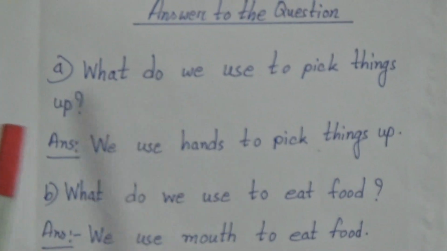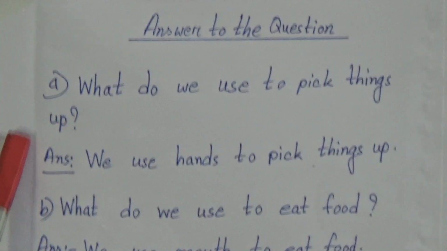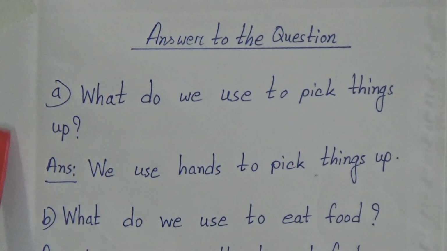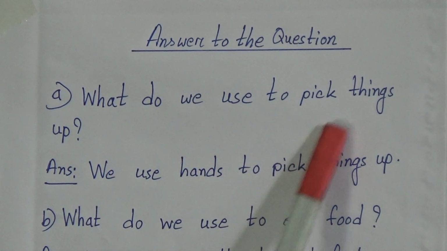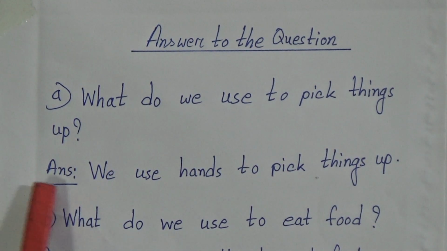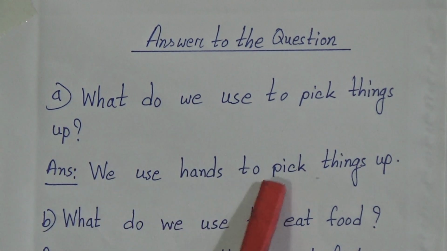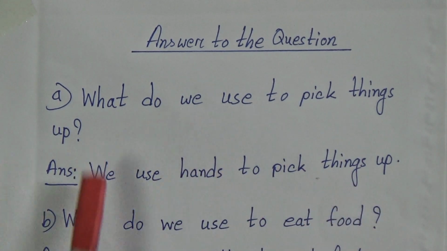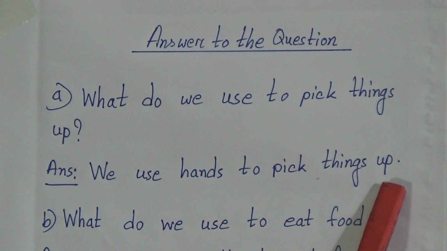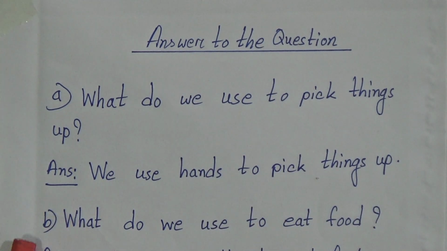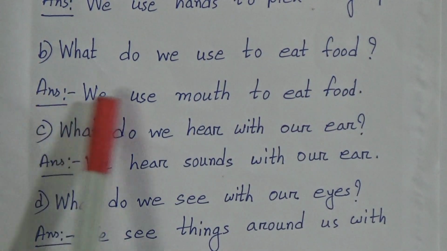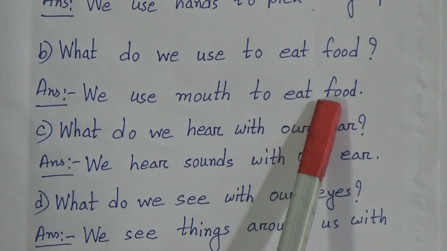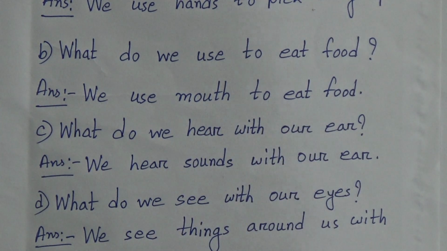Look at here, I have written all the questions and answers here, and the first here is question answer. A number question is, what do we use to pick things up? Answer is, we use hands to pick things up. And B number question is, what do we use to eat food? Answer is, we use mouth to eat food.